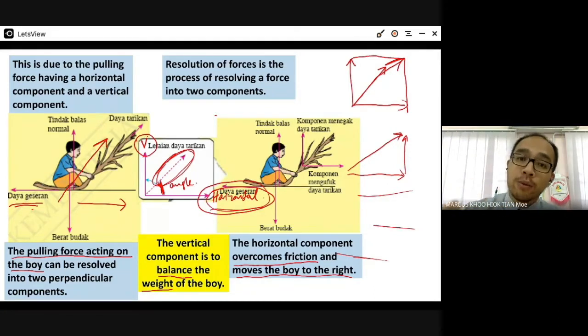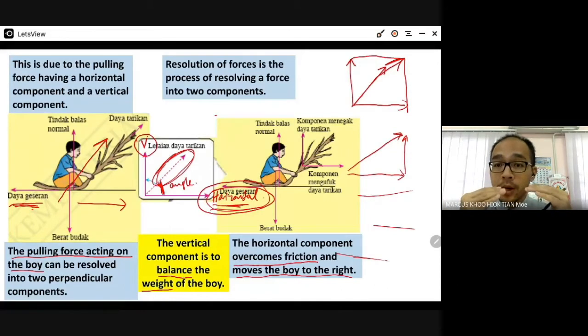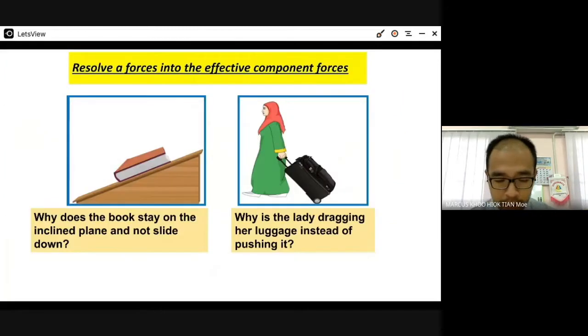If the boy is moving at constant speed, then the horizontal component and the frictional force are the same. We established this last week. So let's leave that aside for now. This concept, this resolution of forces, can be explained in these two situations.